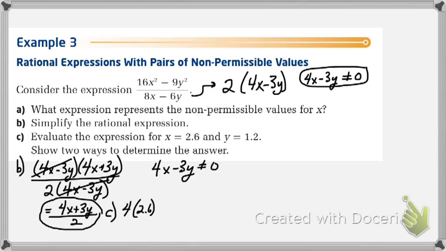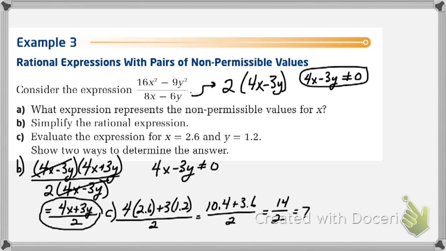Part C says to evaluate the expression for x equals 2.6 and y equals 1.2. So we'll substitute. 4 times x means 4 times 2.6 plus 3 times 1.2, all over 2. If I multiply that out, I'll get 10.4 plus 3.6 over 2, which is 14 over 2, which is 7.